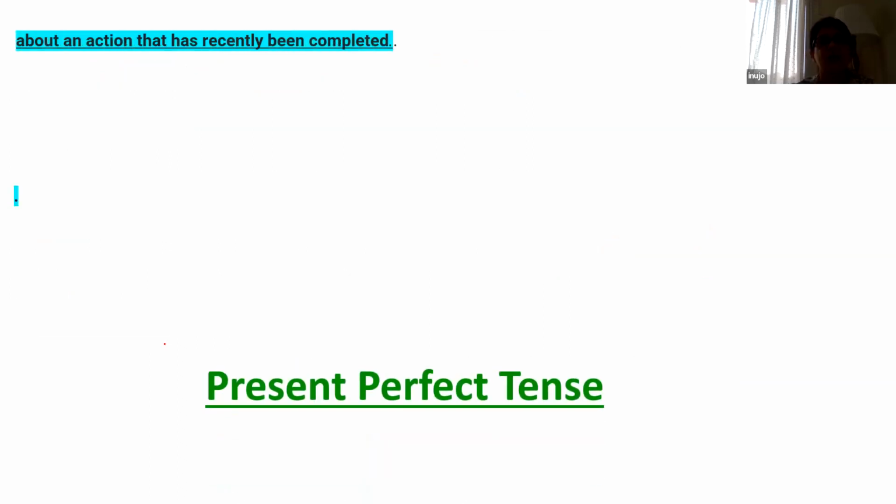All right. Now let's go to present perfect tense. Now this is about an action that has recently been completed. Just now the action is over. Then we use present perfect tense. How? Tom has lost his keys. I have forgotten your name. So it is an action that has just been completed. I have forgotten your name.